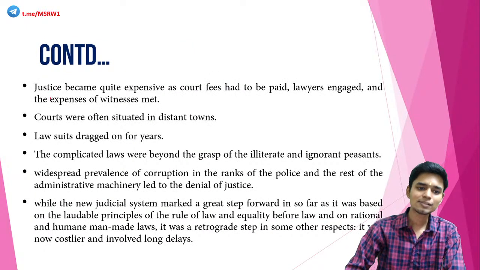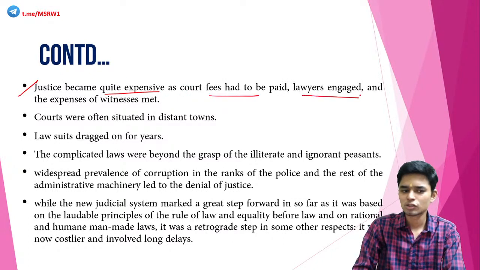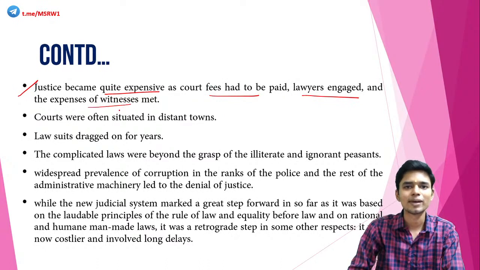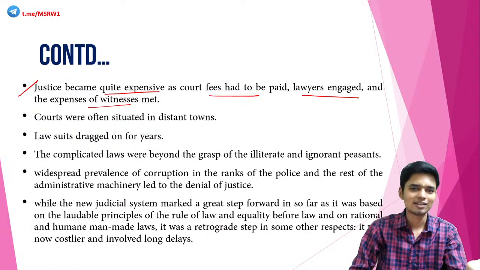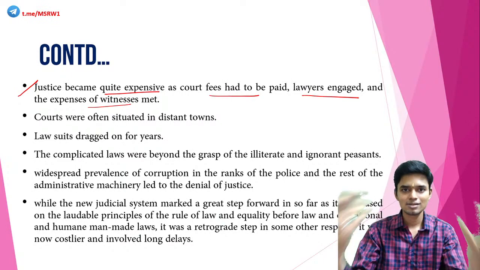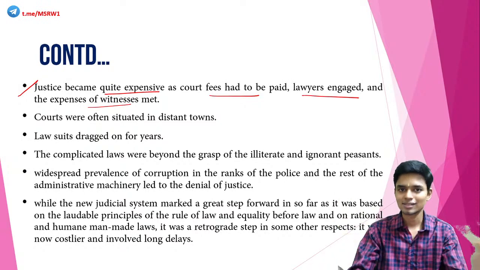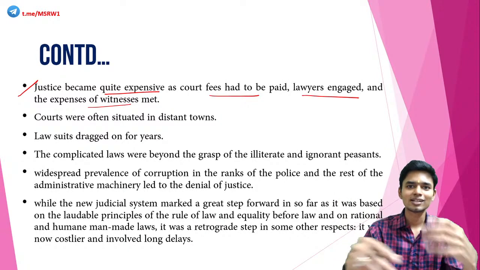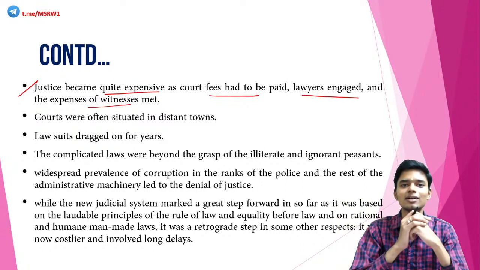Okay, so justice became quite expensive. So this is another drawback. Court fees are there. Lawyers have to be engaged. Expenses of witnesses have to be met. Earlier, the person who had the complaint could go before, say, a Gram Nyayalaya or something like that, or directly before the ruler, and state his grievance. It will be looked upon, and then the emperor will decide. That's it. There is no court fees or lawyer or anything. He can present himself before the authority.